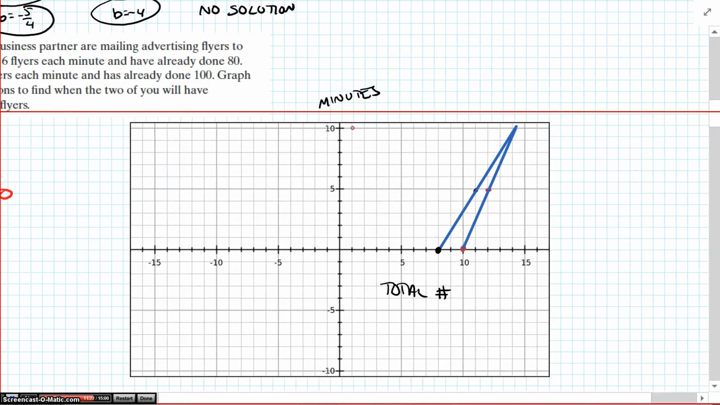Let's look at that and see if that makes sense. So at the 10-minute mark we intersect. So I was at 80, 90, 100, 110, 120, 130, 140. So we're at 140, 10. That represents number and minutes.